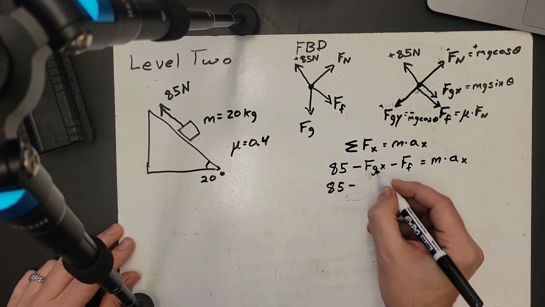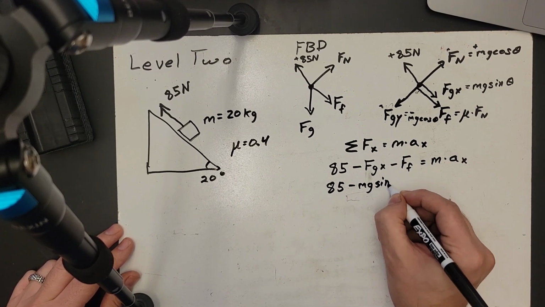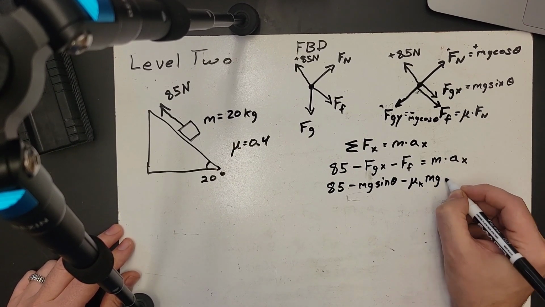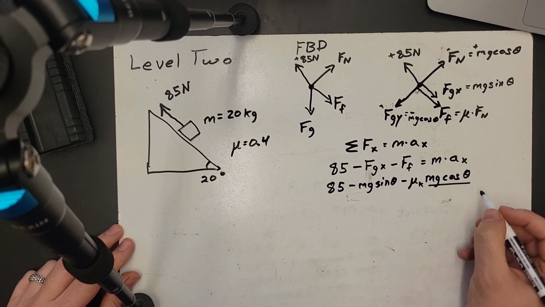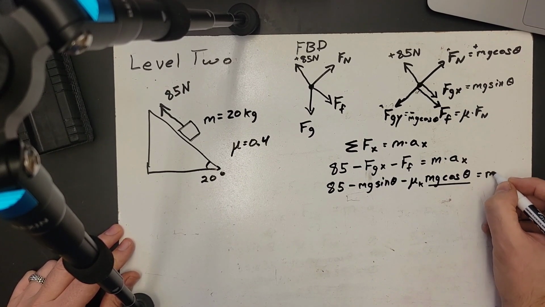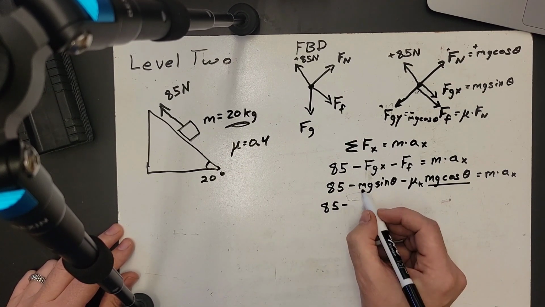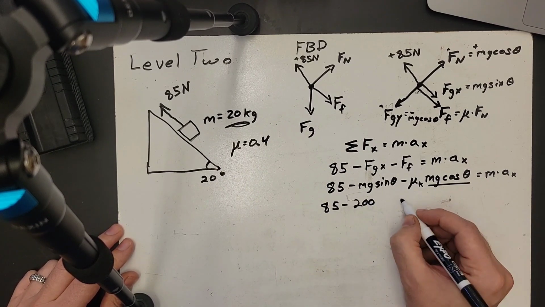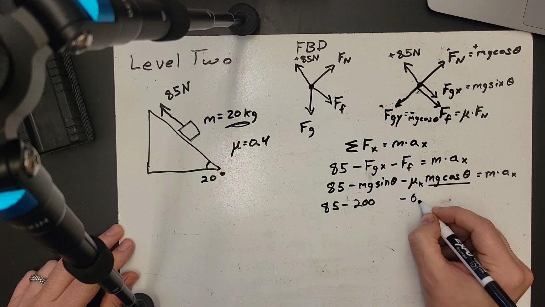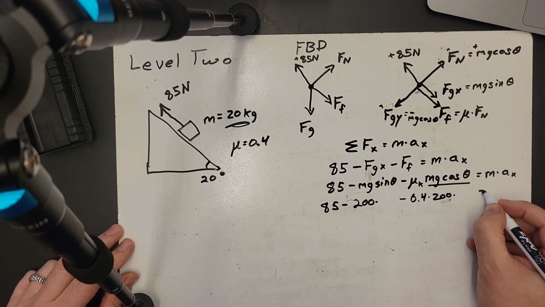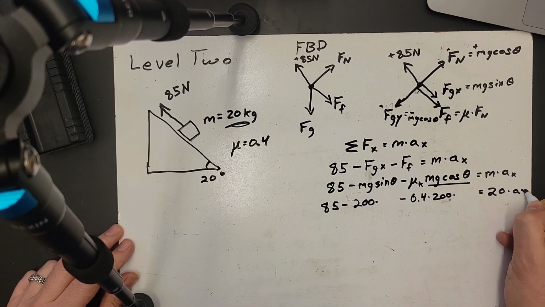And that's going to equal mass times acceleration in the x direction. All right, well, 85 FGX, that's mg sine theta. Friction force, that's mu k mg cosine theta, because it's normal force, equals mass times acceleration in the x direction. And now I'm going to start plugging in numbers. I know that m is 20. So this is 85 minus 20 times 10 is 200. Minus mu k, which is 0.4 times 200 times other things that I'll get to later. And this is 20 times ax.